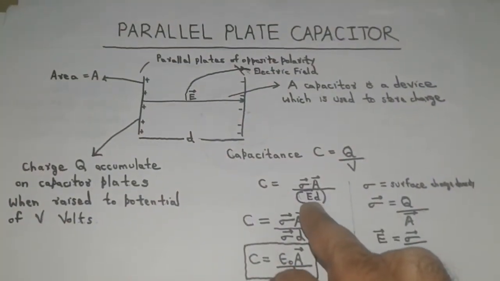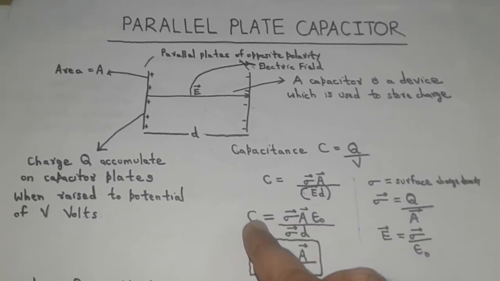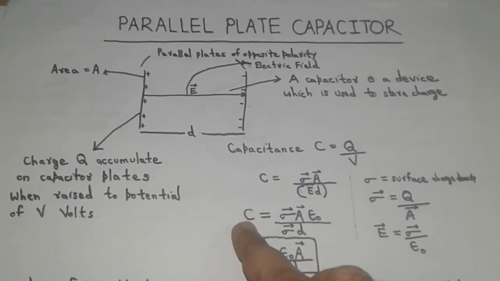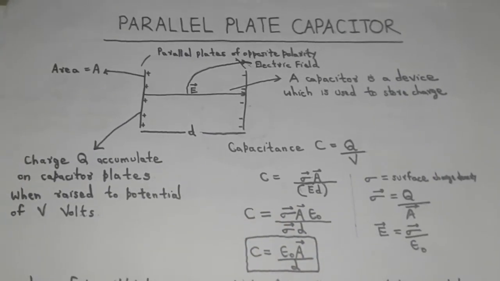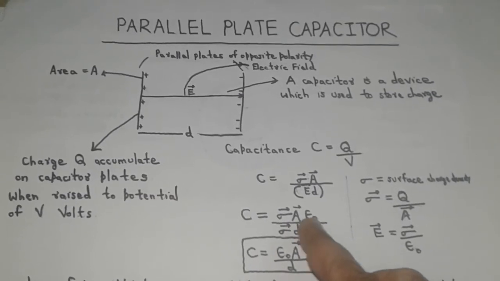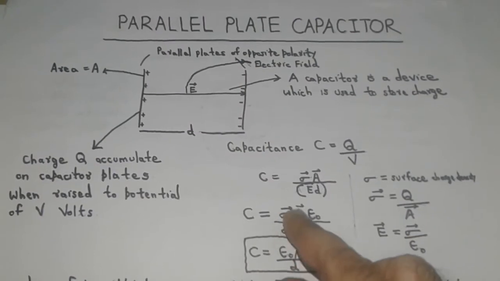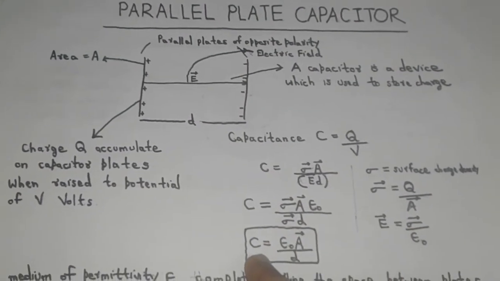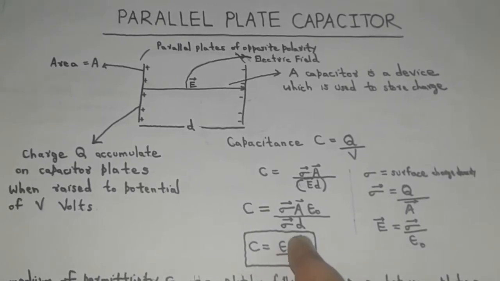So, substituting the value of E in this equation, we get capacitance of parallel plate capacitor as C is equal to sigma A into epsilon naught upon sigma d. So sigma sigma cancel and we get the capacitance of parallel plate capacitor as epsilon naught A upon d.